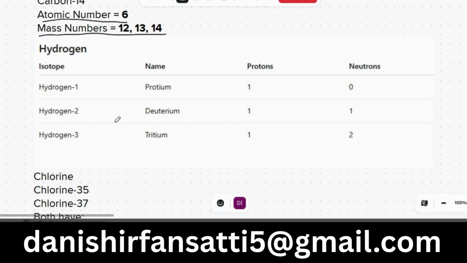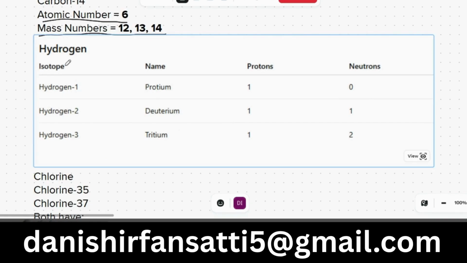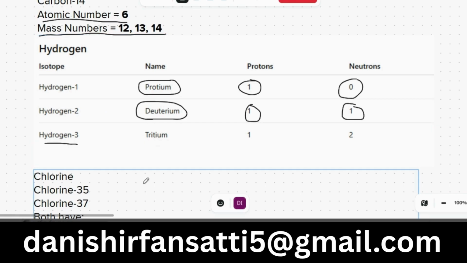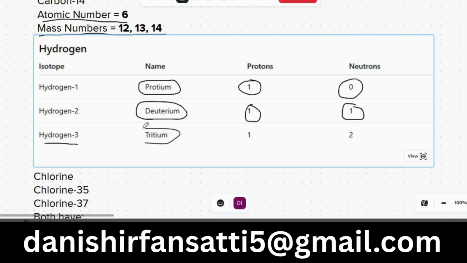Now first, what are the isotopes of hydrogen? Hydrogen 1 is called Protium. It has one proton and no neutrons. Hydrogen 2 is called Deuterium, and it has one proton and one neutron. Whereas hydrogen 3 is called Tritium, and it has one proton and two neutrons.